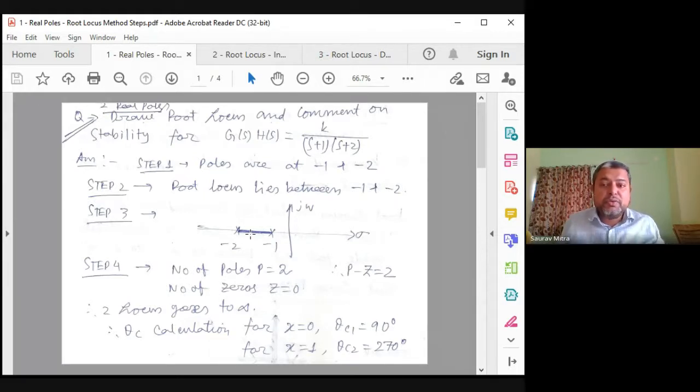In doing that, we take any point between -1 and -2, and whatever point you are assuming, check to the right side of it. If you are taking -1.5 and you want to clarify whether -1.5 is on the root locus or not, you have to check the right side of that point. The total number of poles plus zeros should be odd.